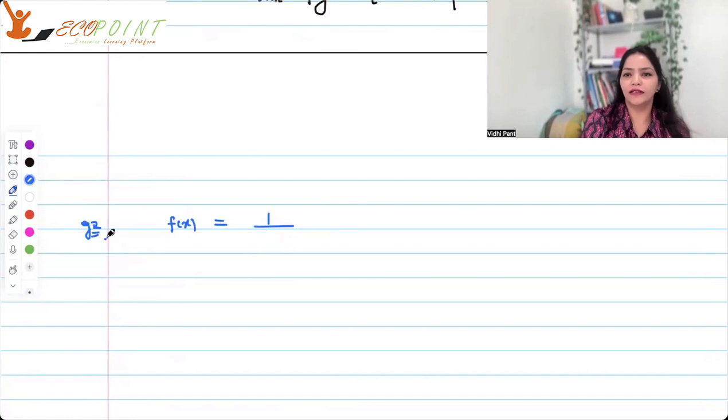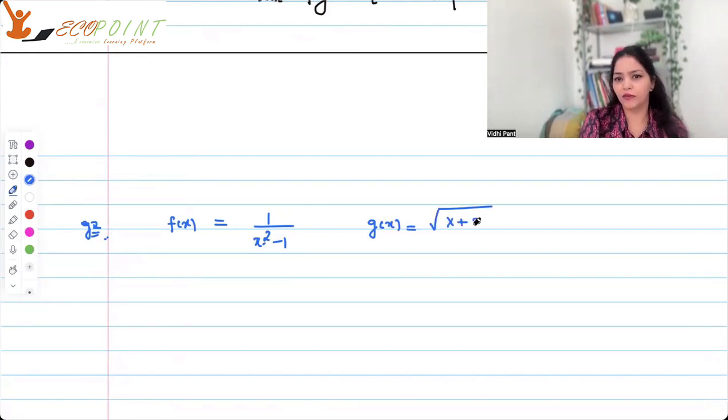Now let's take an intermediate level example. So let's bring in a denominator. Let's take f(x) as 1 upon x square minus 1. And let's take a function g(x) where we have some restriction. So let's take a square root. It is square root of x plus 2. Let's find f of g(x) and its domain.